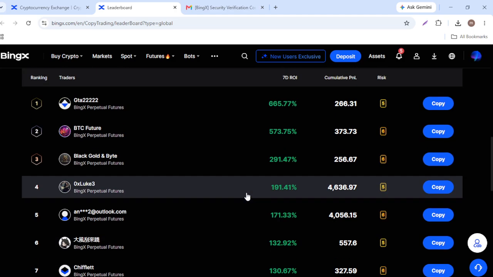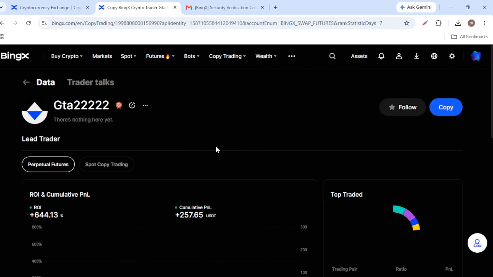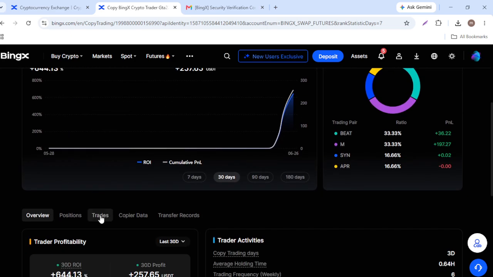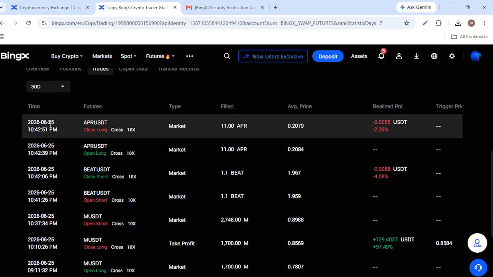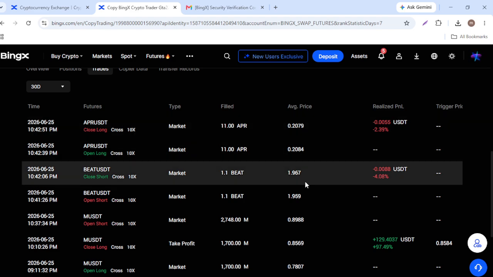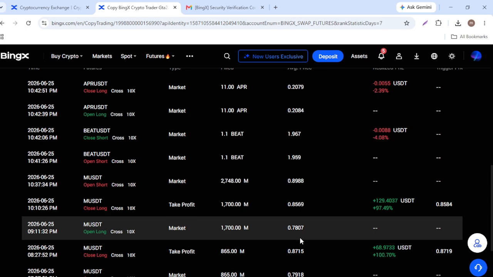Once you find a potential candidate, click into their profile. This is where the audit happens. Don't look at the total assets, look at the trade history. Are they closing positions quickly, or are they bag-holding losers in the hopes of a reversal? Look for a high win rate with tight stop losses. If their average loss is significantly larger than their average win, they aren't a trader, they're a gambler waiting for a margin call.